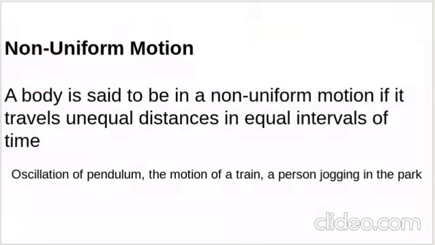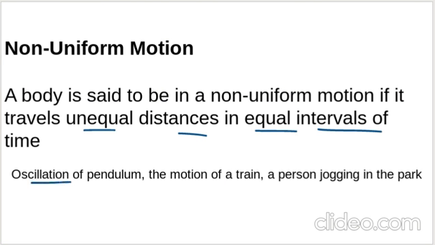So what is the definition of non-uniform motion? A body is said to be in non-uniform motion if it travels unequal distances in equal intervals of time. Very important thing: it is covering unequal distances but in equal intervals of time. Say every 5 minutes I've set the car to take a break, but it's covering 5, then 20, then again 5. That is, it's covering unequal distances in equal intervals.